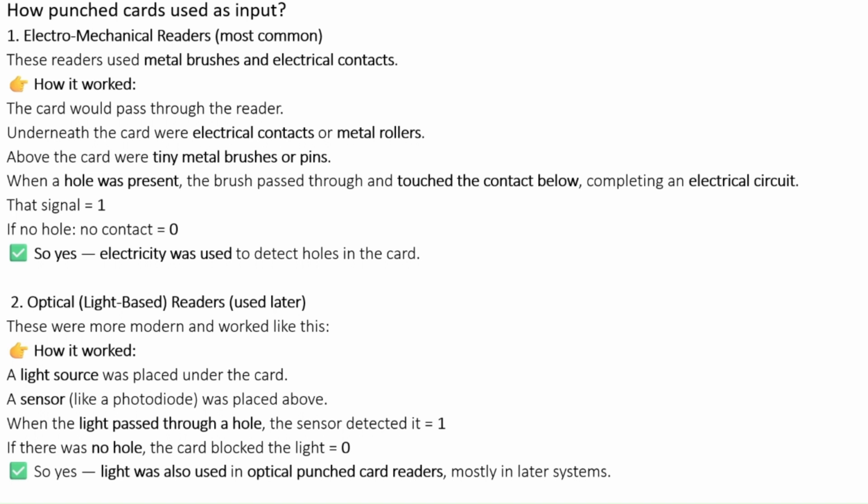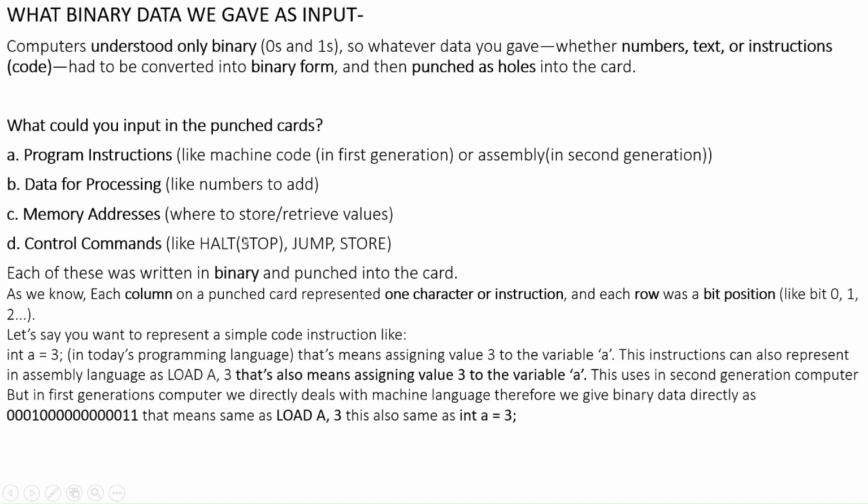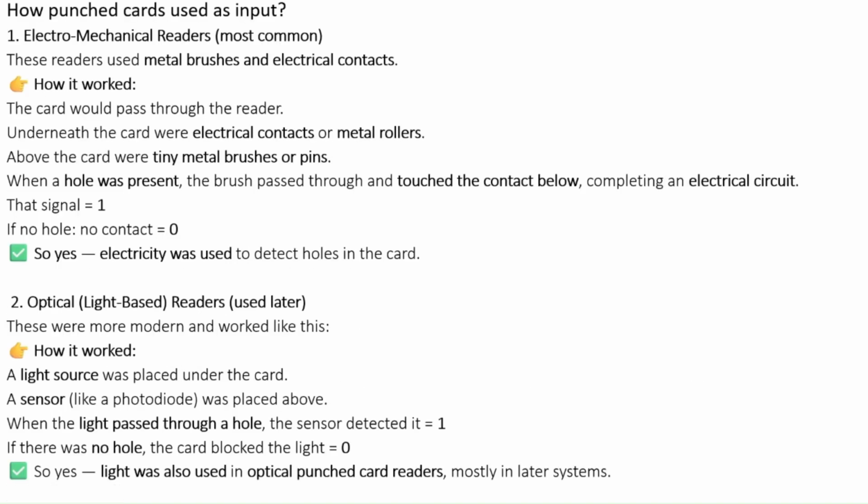When a hole was present, the brush passed through and touched the contact below, completing the electrical circuit, and that represents 1. If there is a hole and there is electrical contact, then it represents 1, and if there is no hole, no contact, it equals 0. Electricity was used to detect holes in the card. The next mechanism to read punch cards is optical readers.